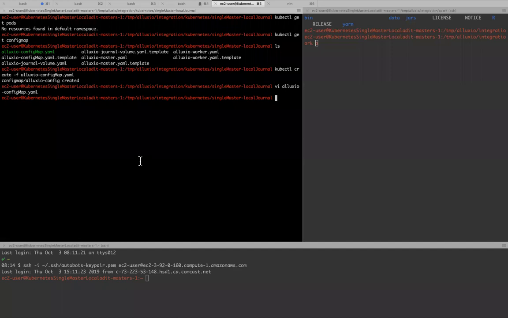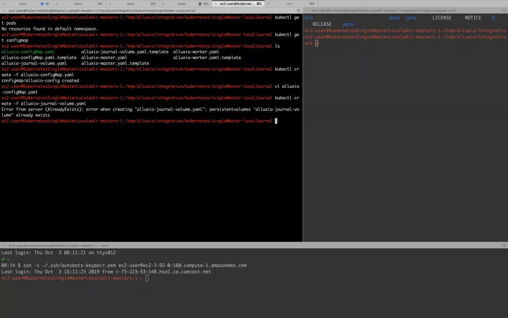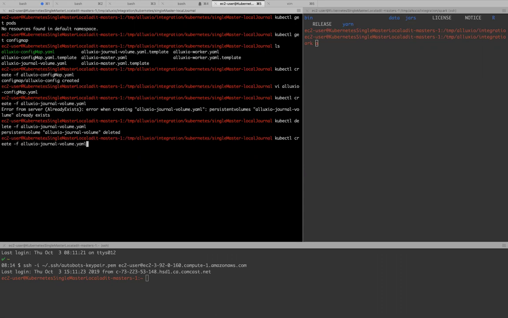So once the config map is deployed, the next thing that we do is we create the journal volume. So the journal volume is used by the Alluxio masters to store any persistent state, such as the metadata for the file system cluster, regardless of if the Alluxio master pod restarts or not.